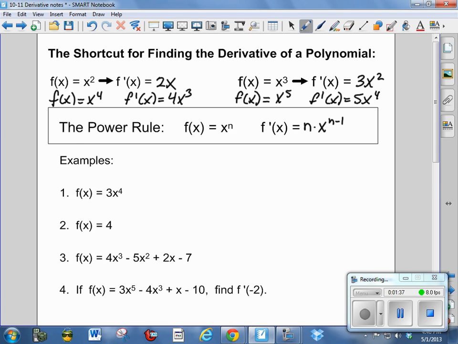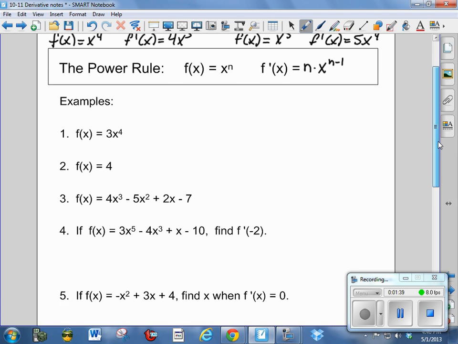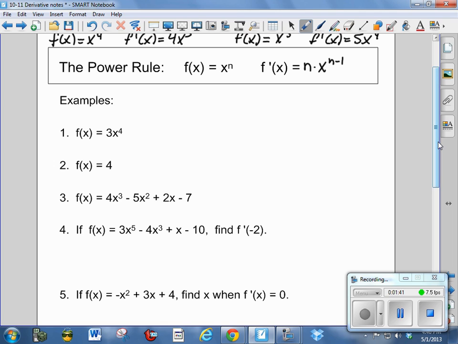So we're going to look at a few examples. What happens, though, if we already have a coefficient in front? This isn't just x to the fourth, it's 3x to the fourth. Well, think of it as 3 times x to the fourth. Find the derivative of x to the fourth and just multiply it by 3. So f prime of x is just 3 times 4x to the third, which is 12x to the third.